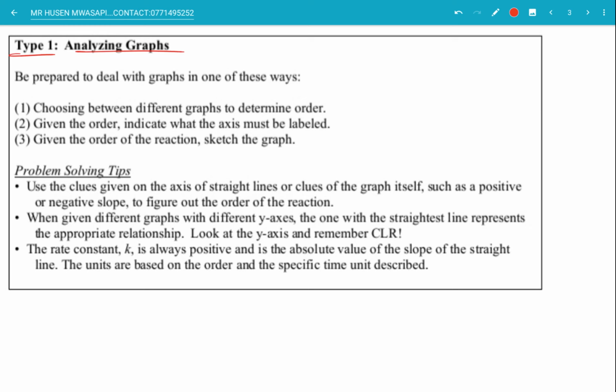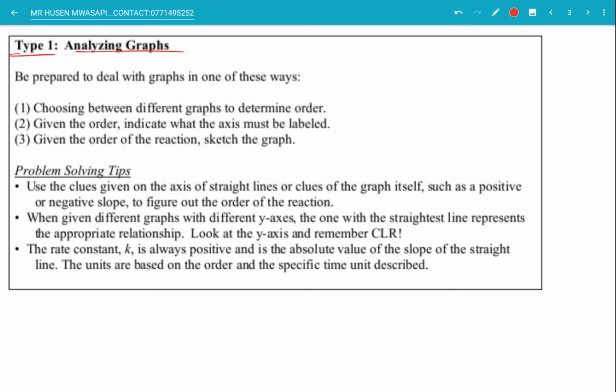The second way is where you have been given the order. They'll give you the order, and you have to indicate what the axis must be. You have to label the particular axis. Then the last way in which they can ask is where they give you the order of the reaction and ask you to sketch the graph, which is quite simple because we have the summarized table.